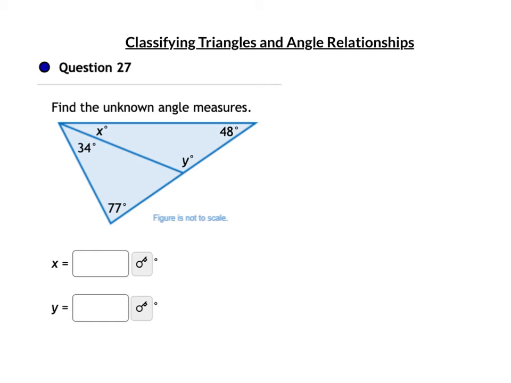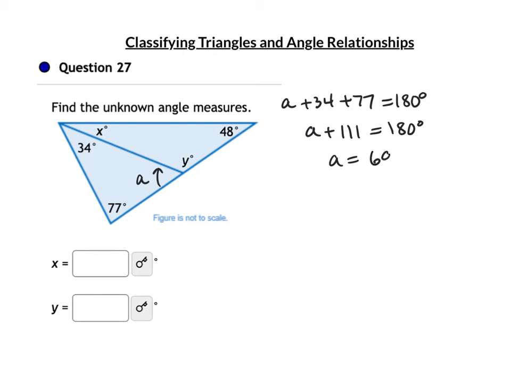On question 27, in order to find x and y, I first need to find this missing angle. I know this angle, the 34 degrees and the 77, would add to 180. So I'll call this angle A. Angle A plus 34 plus 77 is equal to 180 degrees. So angle A plus 111 equals 180 degrees. Subtract 111 from 180. The result is 69 degrees. So this angle is 69 degrees. Let's erase that.